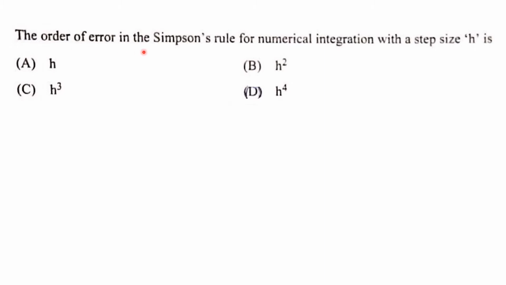The order of error in the Simpson's rule for numerical integration with a step size h is. So here for trapezoidal rule, error is of the order h square. But for Simpson's 1/3 and 3/8 rule, the order of error is h raised to 4. h raised to 4 is correct.